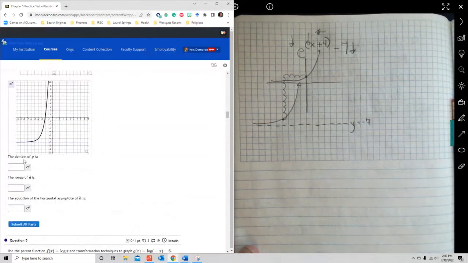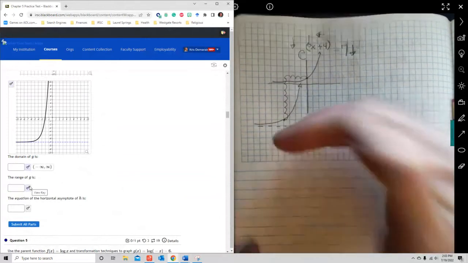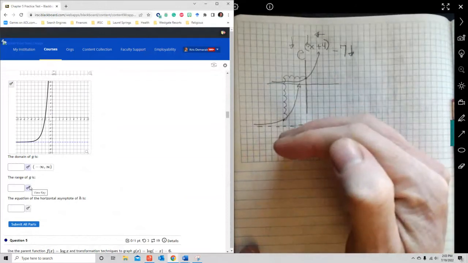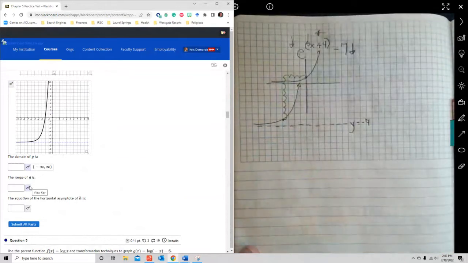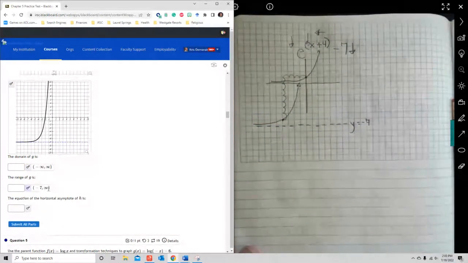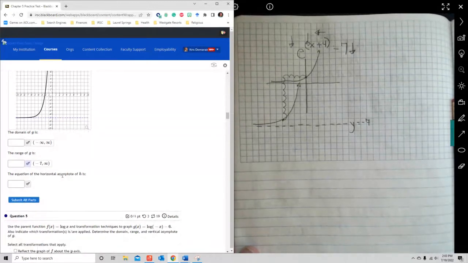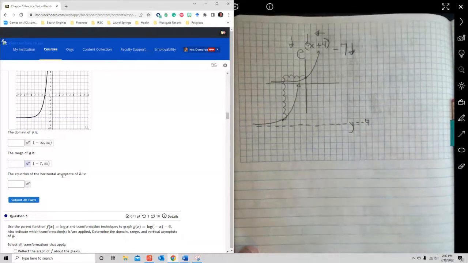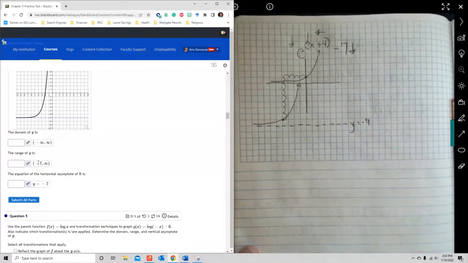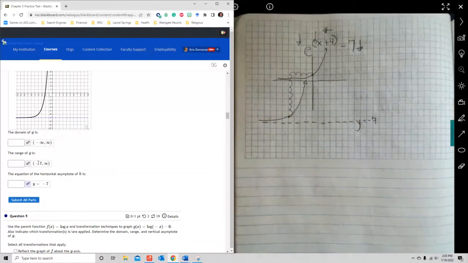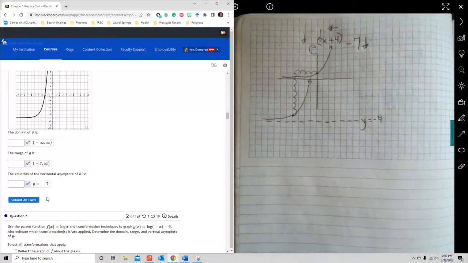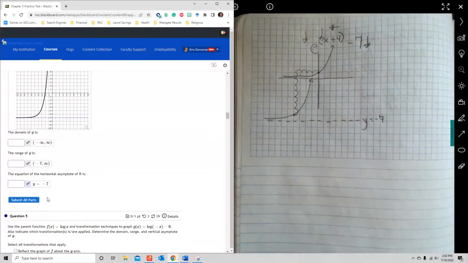Now the domain of all exponential functions is from negative infinity to positive infinity. Now the range is wherever the value of our horizontal asymptote is going to positive infinity, as long as it has not been reflected, right? So it's going to be from -7 to positive infinity. Now, the equation of the horizontal asymptote, I just gave it, it's right there. It's always going to be the same value that you have for your value of your x right here. All right, and that is number 4.